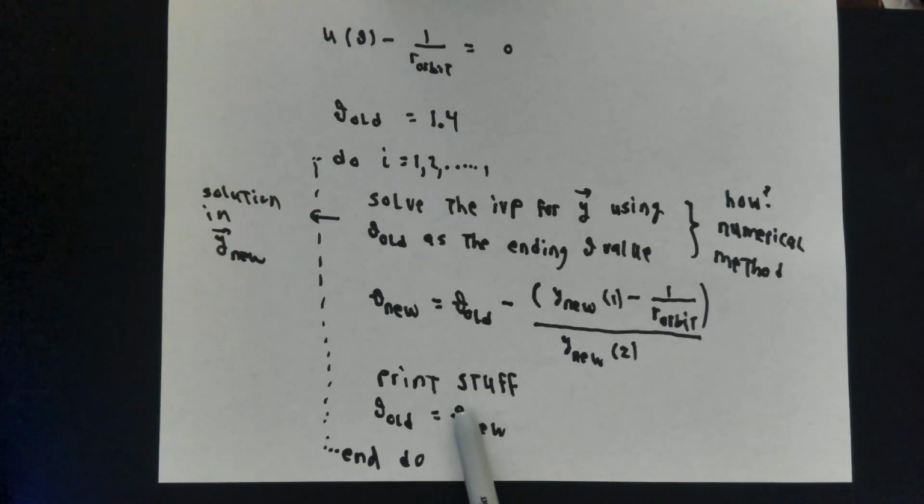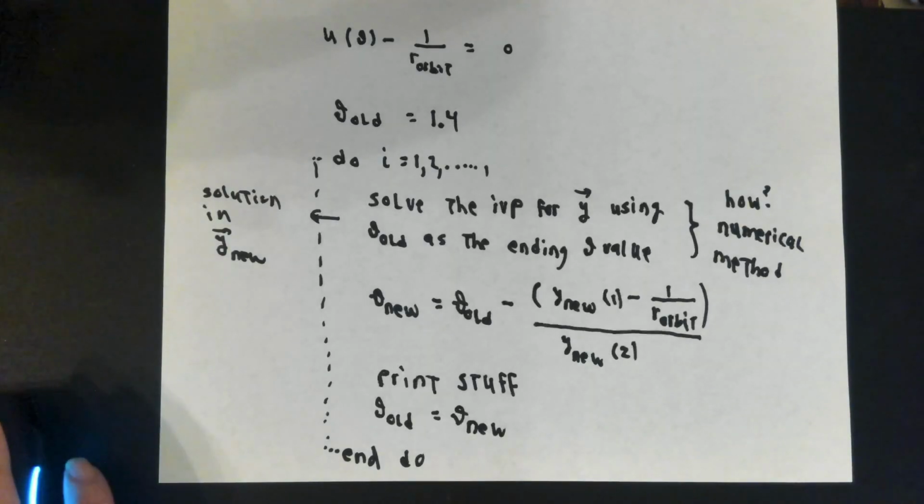Then we will print whatever we're interested in printing. We'll set theta old equal to theta new, and then go back and do the next iteration. Except for the names of things, this basically is what we had written down before for Newton's method, keeping in mind that the function is u minus 1 over the radius. That's the thing that we're trying to make 0 here. Based on these comments, it should be a simple matter to modify our previous program to carry this plan out. So that's what we'll do.